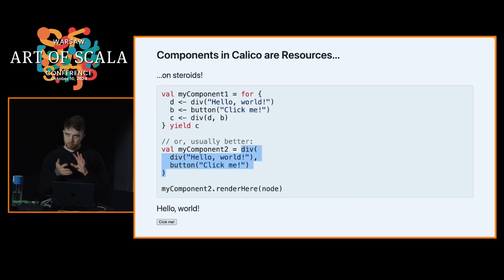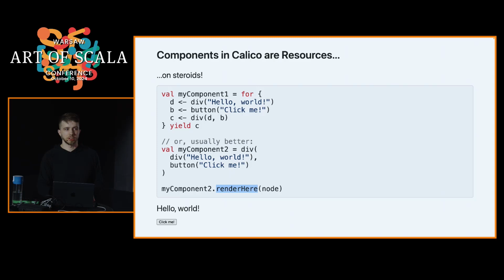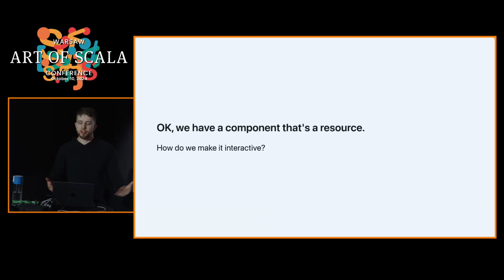And this has some semantic differences when it comes to the lifecycle of that outer div. But these differences are something that you'll have to figure out when you actually start using the library. I will not explain them today. And yeah, this gives us that block right here. This is actually powered by this code on the slide. This render here thing, that's just something I made up for the presentation just to make this actually work. It doesn't exist in the library. But OK, we have a component that's a resource.